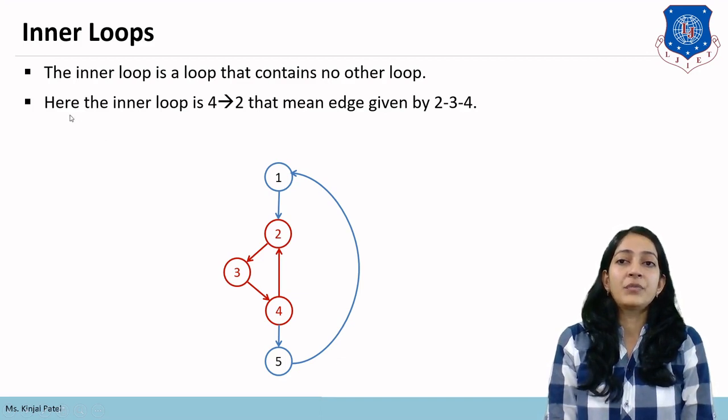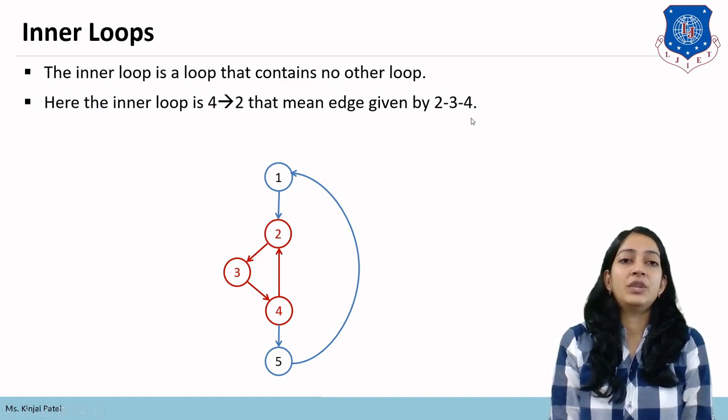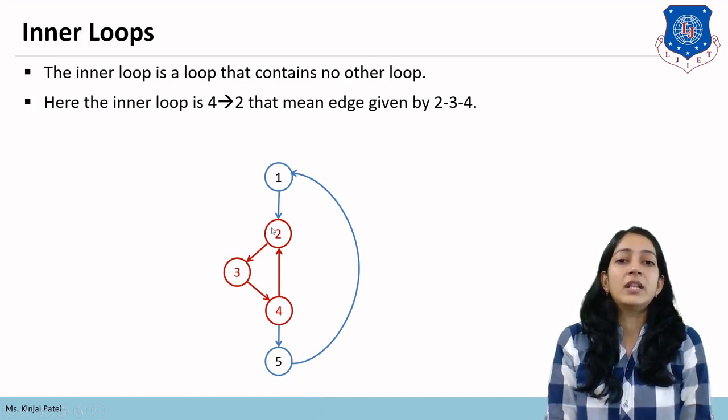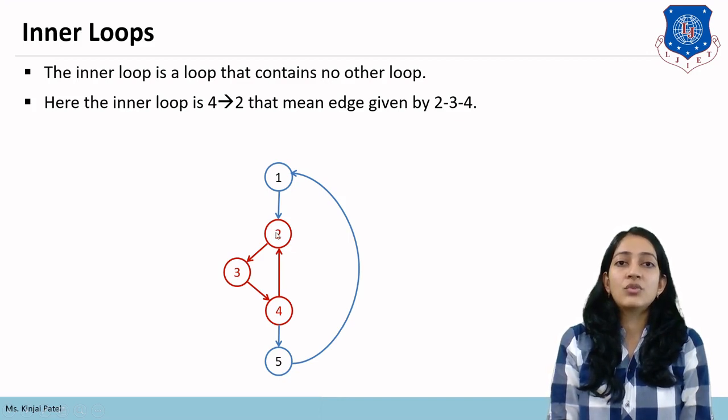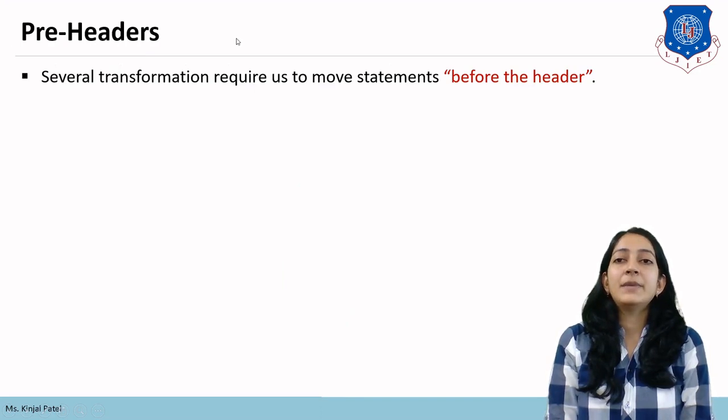As in this loop there is no other loop, we can say that 2, 3, 4 is the inner loop. So here the inner loop is from 4 to 2, that means the edges given by 2, 3, 4. There are two loops, one from 5 to 1 and the other from 4 to 2, but 5 to 1 also contains 4 to 2. So we can say that 4 to 2 is an inner loop, because inside 4 to 2 there is no other loop.